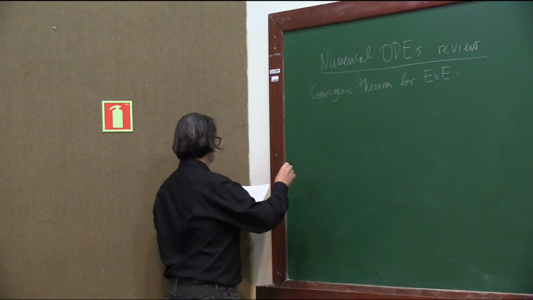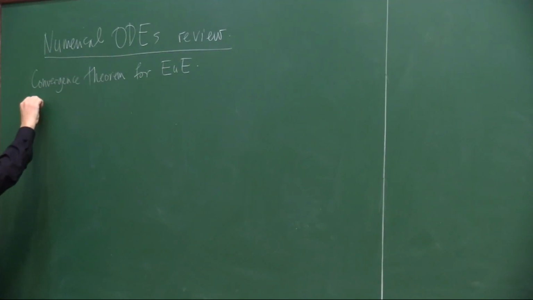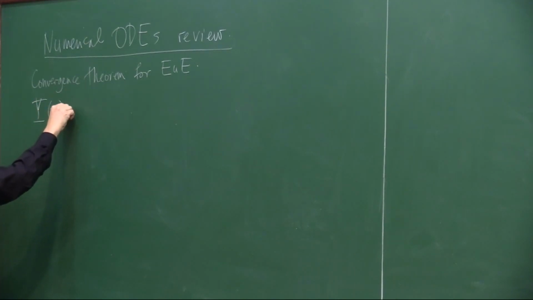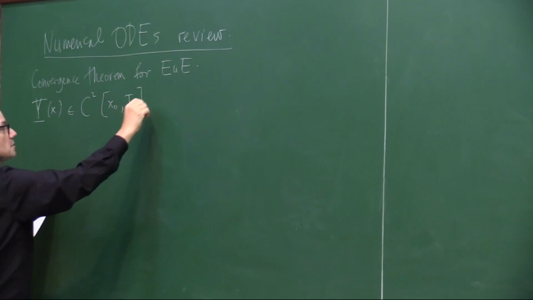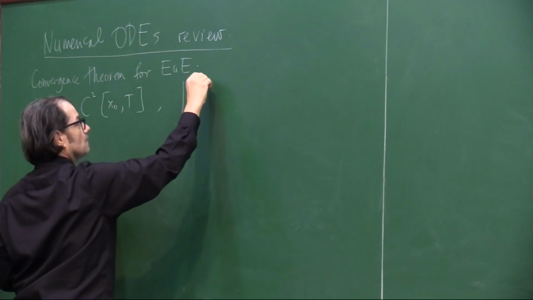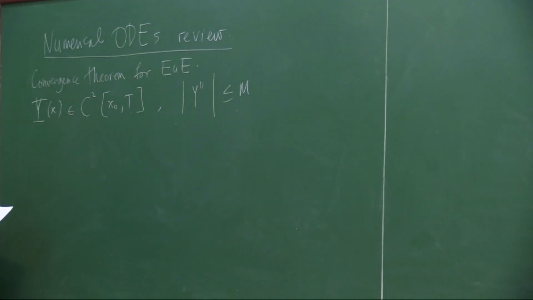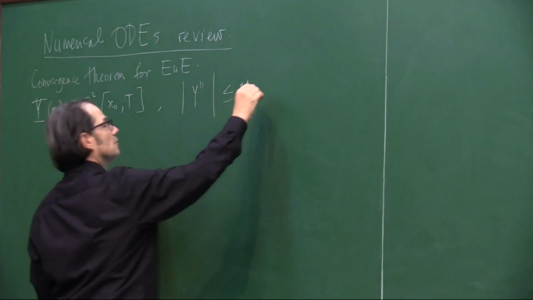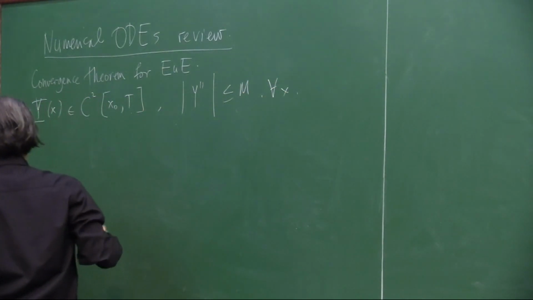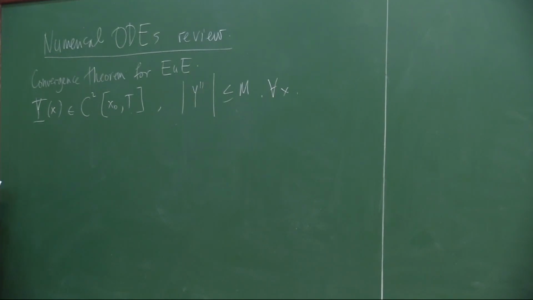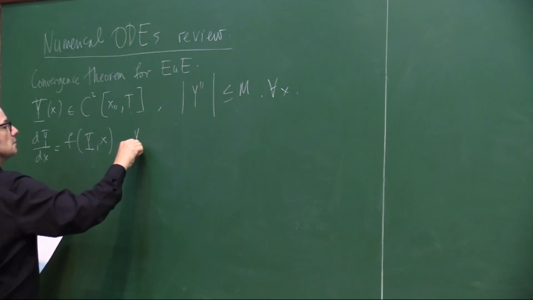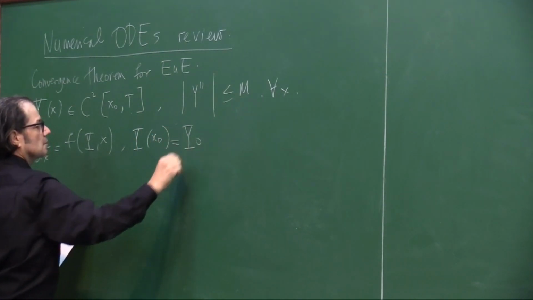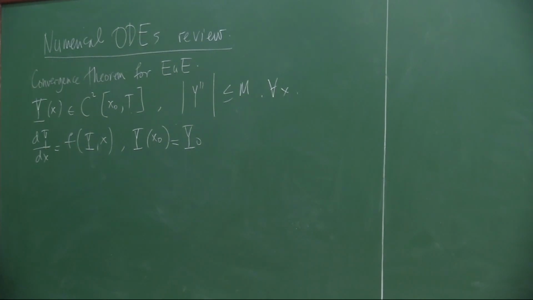So we have, let me write it in a, so the hypothesis: our solution is between this interval, with second derivative bounded by M for all x in this interval. Let's think of x as time. Let me write our differential equation, this with this. So this is the hypothesis. I'm writing it in a sketchy, fast way.